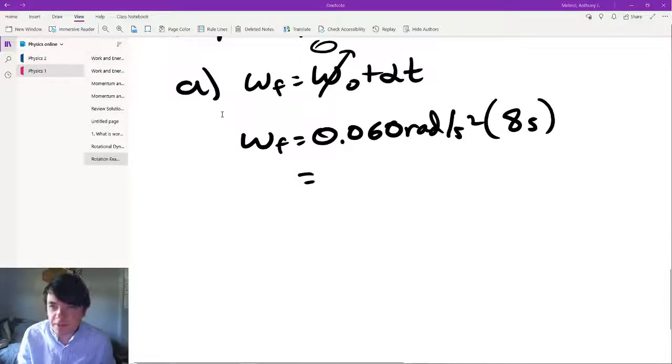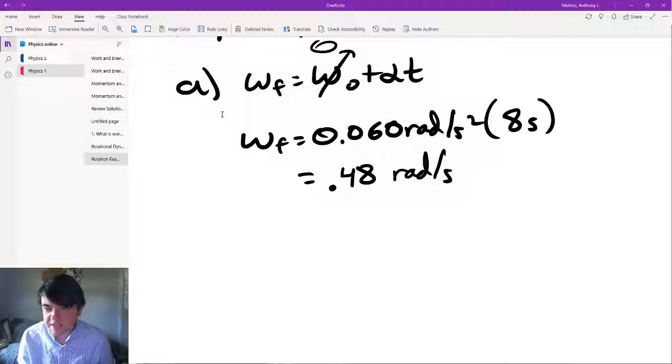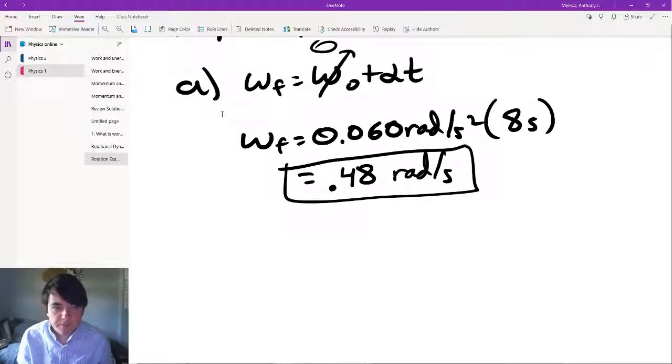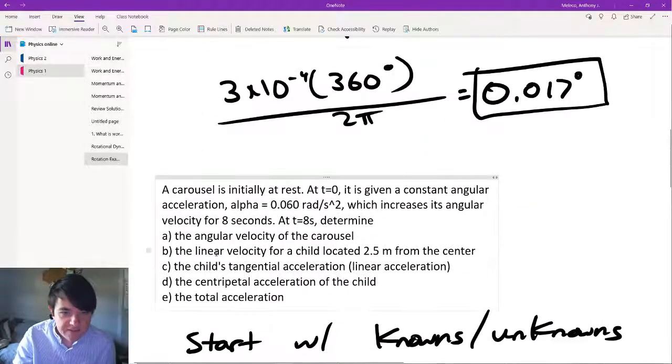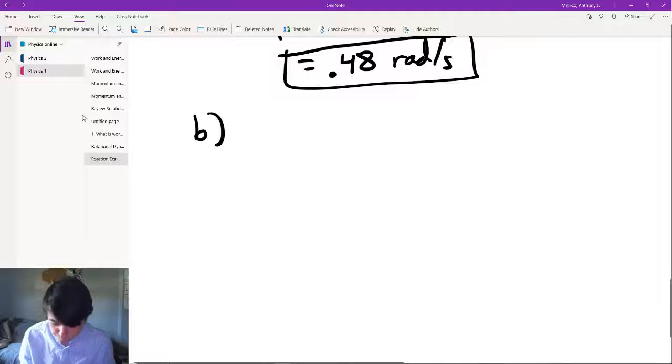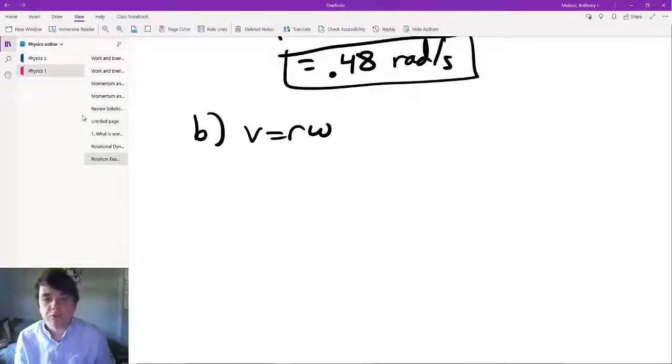You go through and multiply that, and you get 0.48 radians per second. The seconds squared cancels with the second, so you're left with radians per second. Cool. That's part A. Nice. Part B, it wants the linear velocity of the child. And if you remember, the equations for linear to rotational terms was r times the rotational term usually. So v equals r omega. And so r was 2.5 meters.